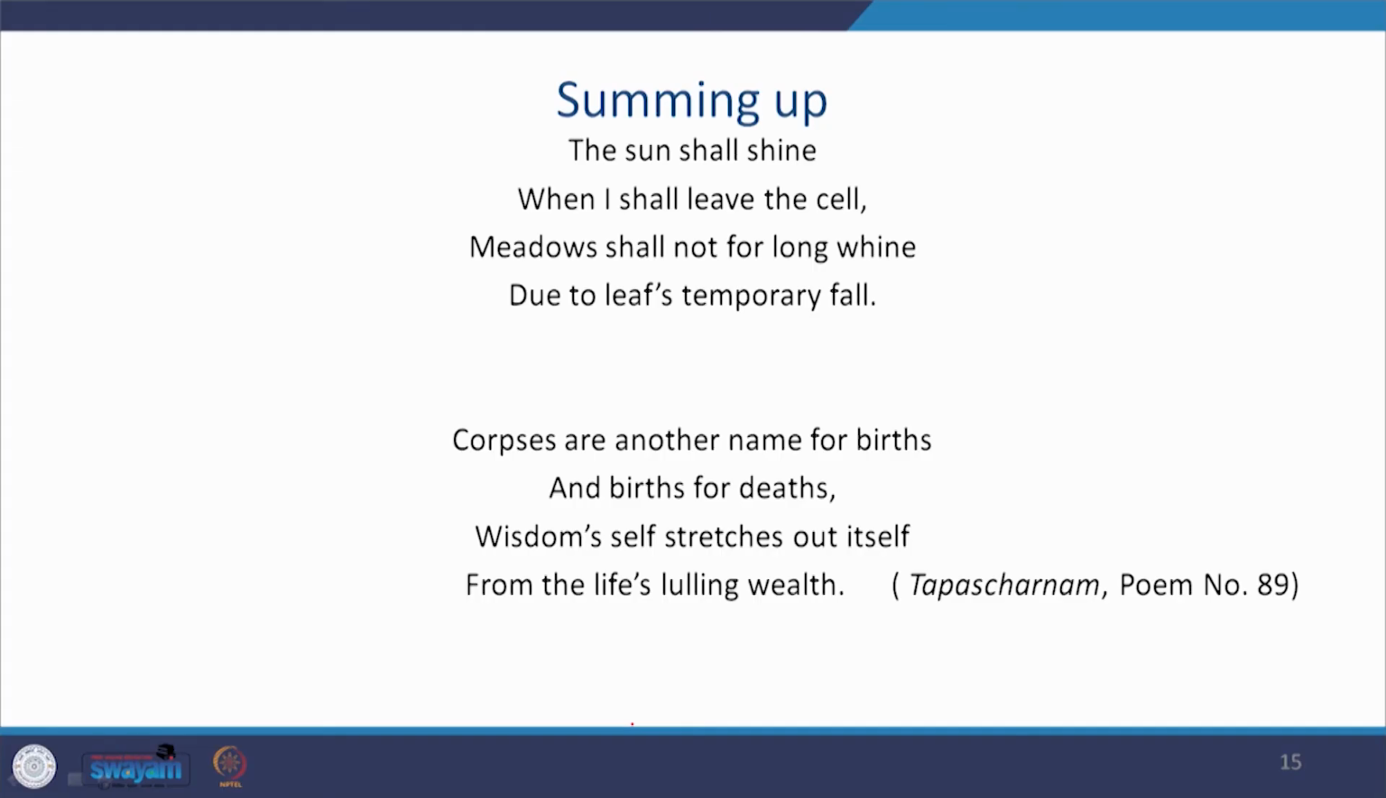Before I sum up this lecture, let me take some lines from none other than a famous Indian English poet and critic, late Charu Sheel Singh, who, while following the tradition of Tagore's Gitanjali, says in his book Tapascharnam, what he says is true also of Indian English poetry. The sun shall shine when I shall leave the cell. Meadows shall not for long whine due to leaves' temporary fall. Corpses are another name for births, and births for deaths. Wisdom's self stretches out itself from the life's lulling wealth.